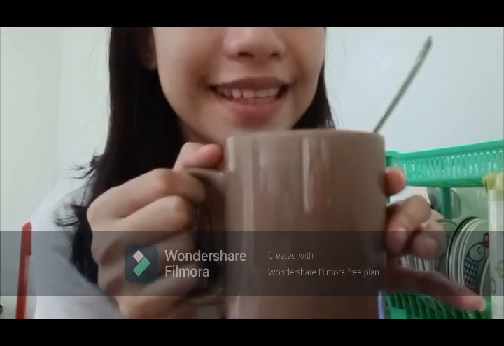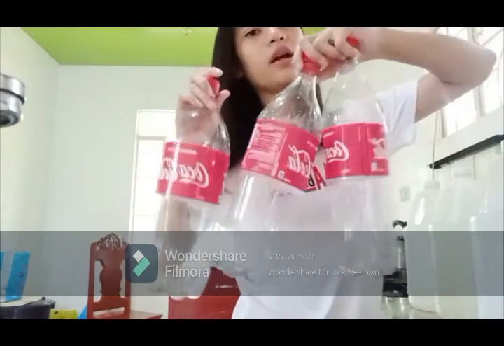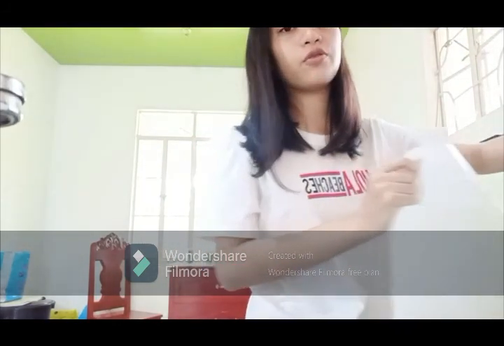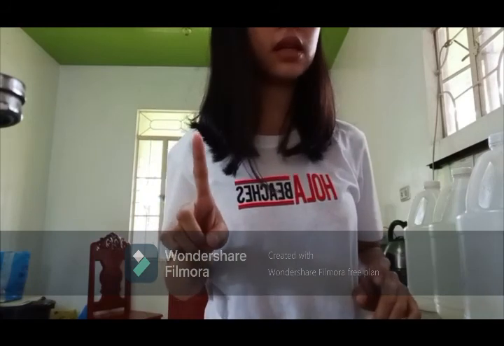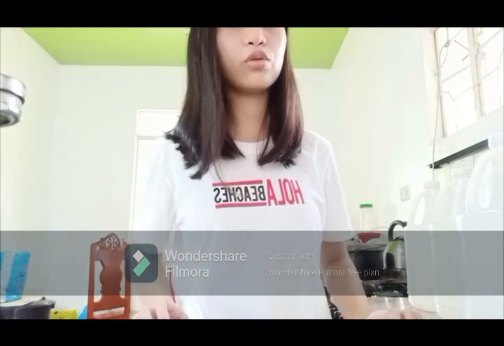Here it is. So for my last activity, we will fill these 1.5 liter bottles with the water inside this 1 gallon. So first, we need to know how many bottles we need to use. So in conversion of units, 1 gallon is equal to 3.7 liters, in which if we divide it by 1.5, we will need to use 2 bottles. So let's start working.